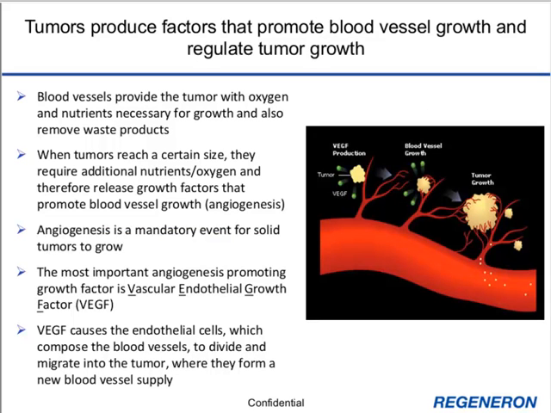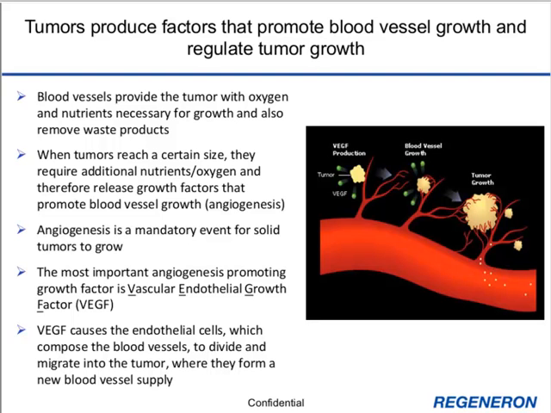During the development and growth of a tumor, the nearby blood vessels initially provide oxygen and nutrients and remove waste products from the tumor site. But once a tumor reaches a certain size, the surrounding blood vessels will not be sufficient anymore, and more nutrients and oxygen are needed. When this happens, the tumor releases factors that promote the growth of new blood vessels, and this process is called angiogenesis. In solid tumors, the occurrence of angiogenesis is a mandatory event to support tumor growth.